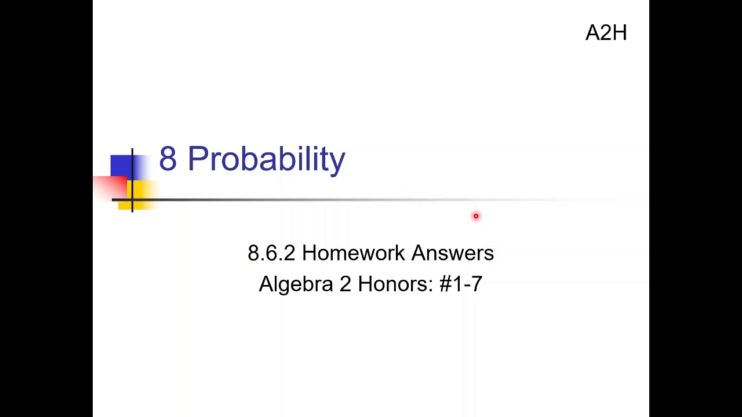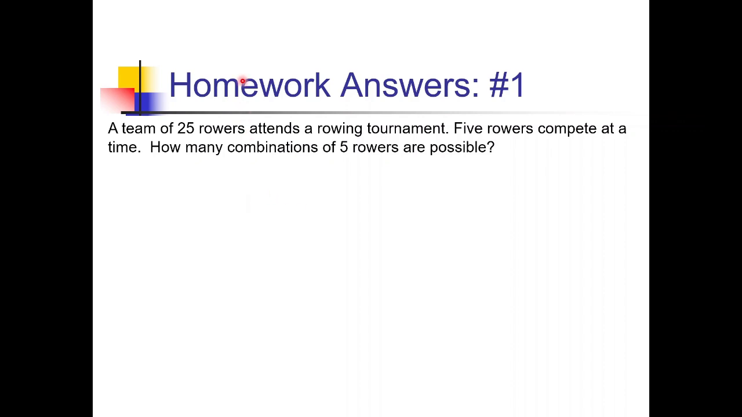For this problem, we have a team of 25 rowers attending a tournament. 5 rowers compete at a time. We want to know how many combos of 5 rowers are possible. So we're just doing a simple count, and they literally said combinations. But we always have to double check the way that they use this word. Does it matter what order these 5 rowers are selected in from the 25 rowers? It actually doesn't, because they're competing. It doesn't really matter maybe what their placement is. They're just all together. So order doesn't matter, which means we can actually use a true combination.